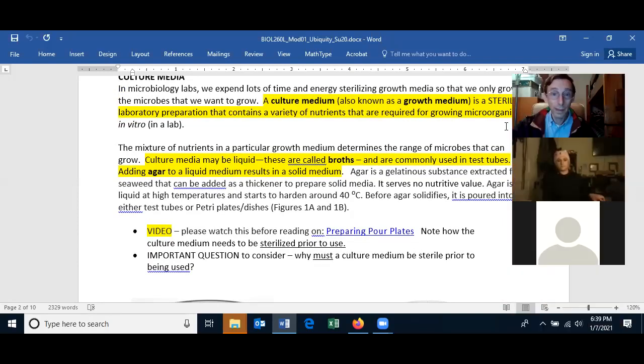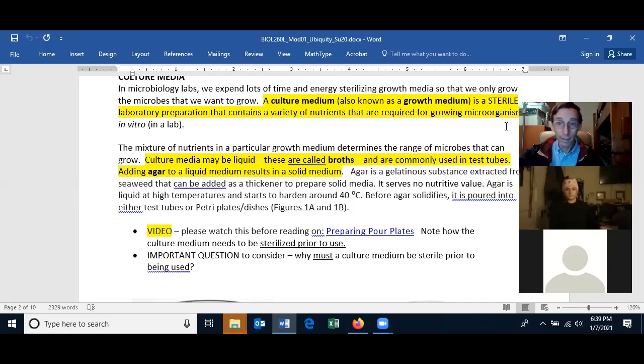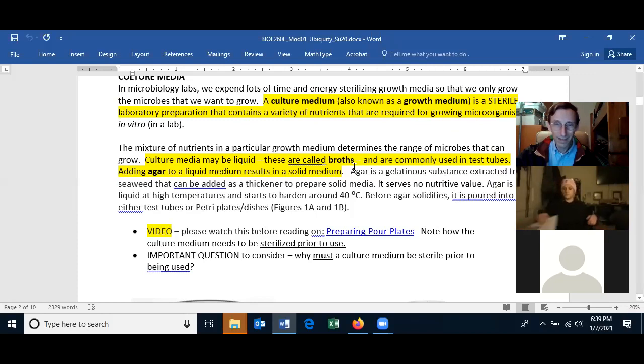A culture medium may be a liquid, in which case they're called a broth, and that'll be a liquid culture medium or growth medium. They're commonly used in test tubes. It's not good keeping a broth in a petri dish because it just doesn't work well. It'd be too easy to get a spill and get contamination. But in a tube, it works well.